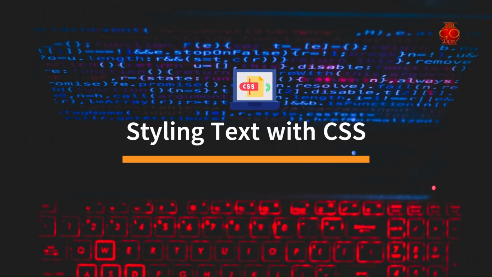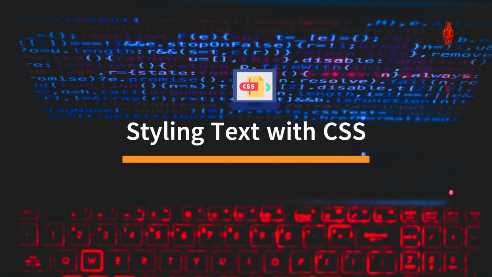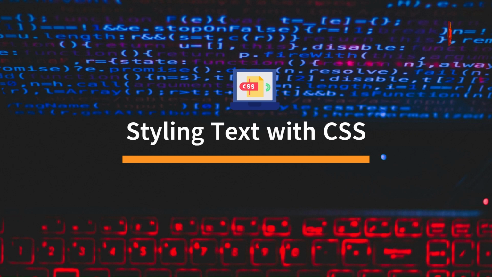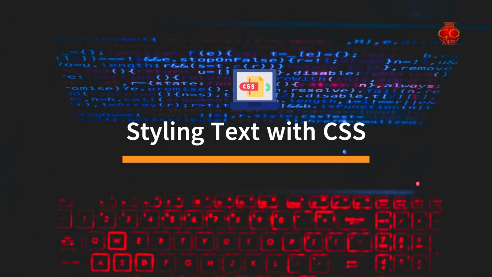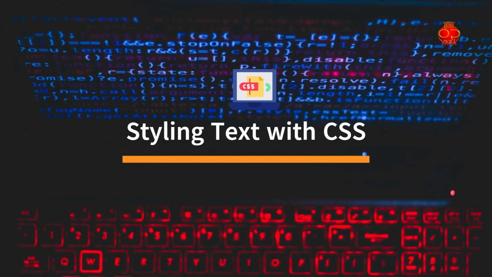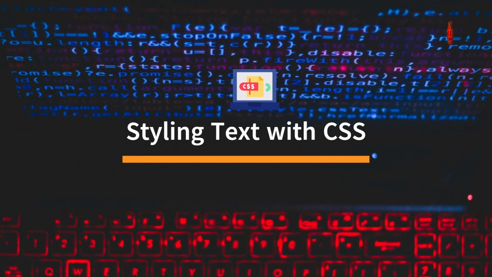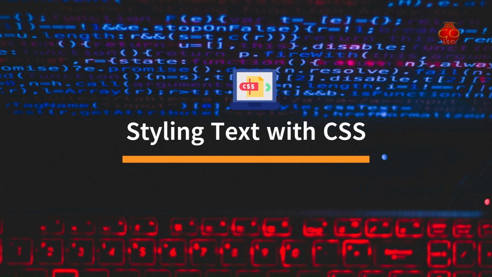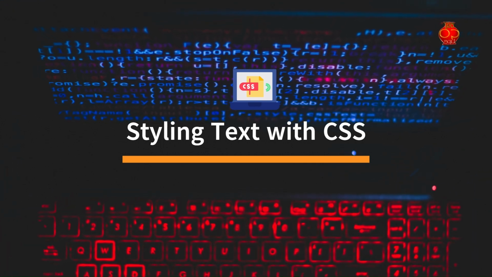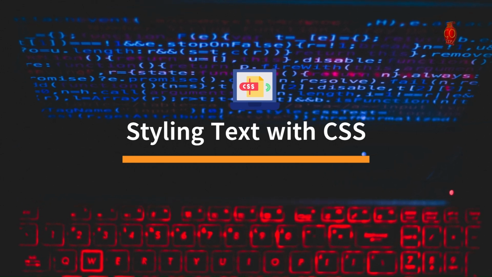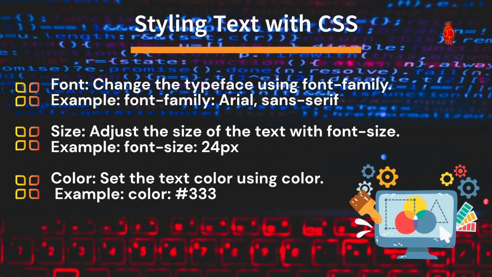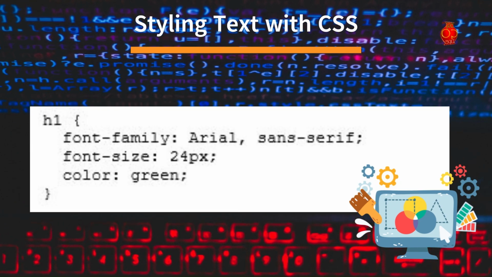In this segment, we'll dive into the fundamentals of styling web pages with CSS. We'll cover how to enhance the appearance of your text, choose and apply colors, set backgrounds, and define borders. By mastering these basic styling techniques, you'll be able to transform your web page from plain to polished, giving it a unique look and feel. Let's explore how to bring your web design to life with CSS. Text. You can change the font, size, color, and alignment.